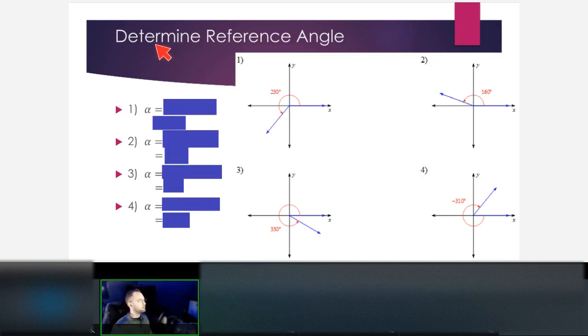All right, let's do number 1 together. Is that kind of fuzzy for you guys? Okay, it's fuzzy on my side. That's 230 degrees. Number 2 is 160 degrees. Number 3, that's 330 degrees. And then number 4, that's negative 310 degrees. Okay. Well, don't you have just perfect vision? I'm jealous.